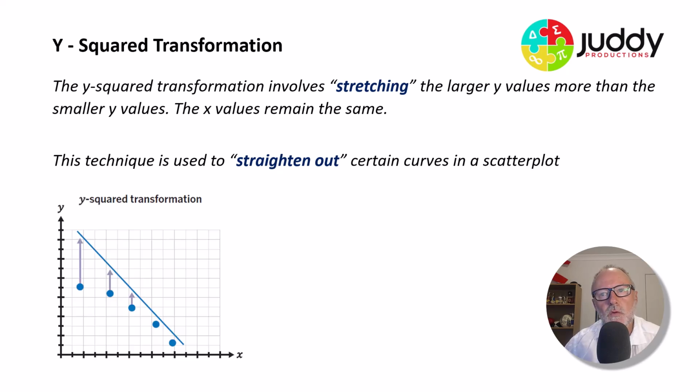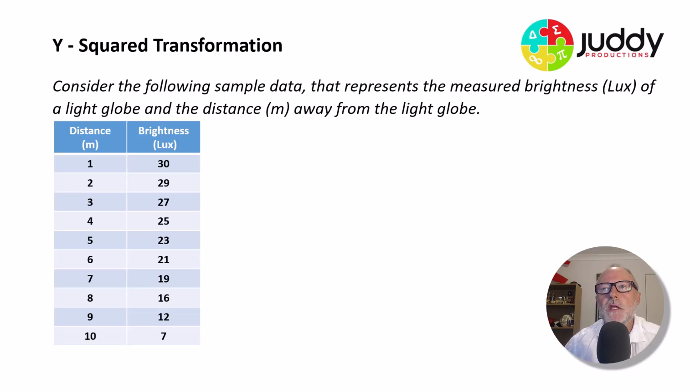So here we see a visual where the y values are being stretched, particularly the large ones, and they're creating a straight line from what was previously or originally a curved relationship. So example, consider the following sample data that represents the measured brightness in lux of a light globe and the distance in meters away from the light globe. So we're measuring the brightness of a light globe at a range of different distances.